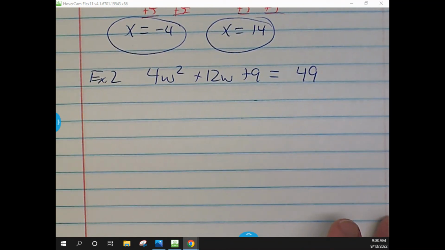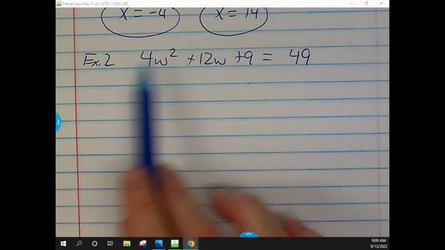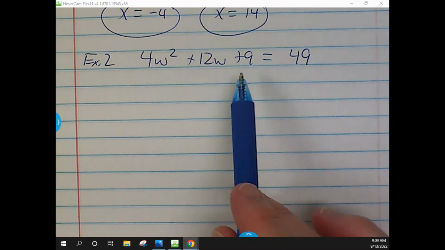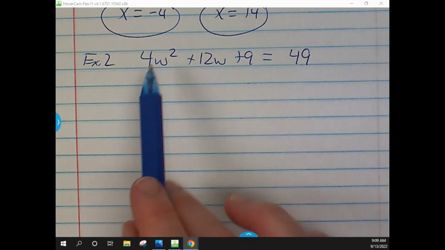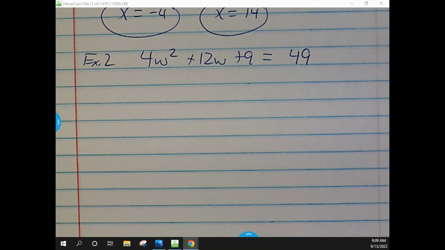All right, so this one has a little twist. We've got 4w squared plus 12w plus 9 equals 49. Most people would look at this and think, I've got to bring the 49 over and do the AC method. If you subtracted 49 from both sides, this would be negative 40. If you did the AC method, you're doing 4 times negative 40 for negative 160, and then you're going to start breaking down negative 160. And most people go, no, thank you.